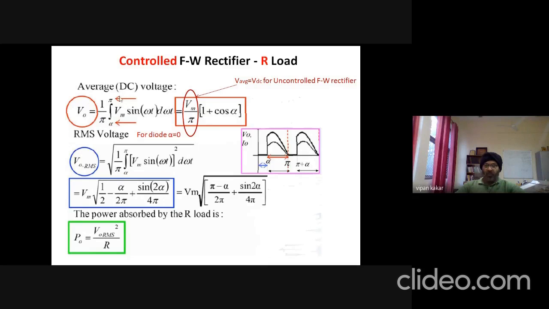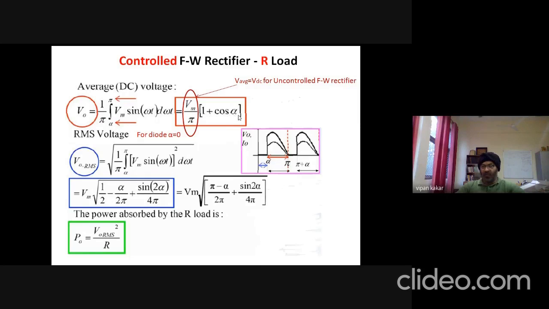But from 0 to alpha to pi there was output, but from pi to 2 pi there was no output. So the total base was still 0 to 2 pi. In this case, we are having two pulses per 2 pi of the cycle. So 2 and 2 will cancel out. We have one pulse per angle pi. And integrating from alpha to pi, we have this average value, which is Vm by pi (1 plus cos alpha).